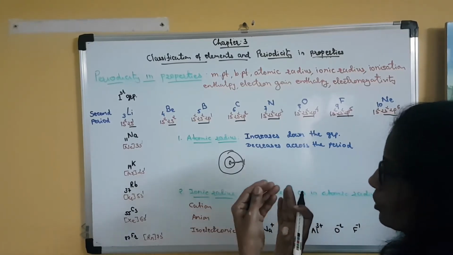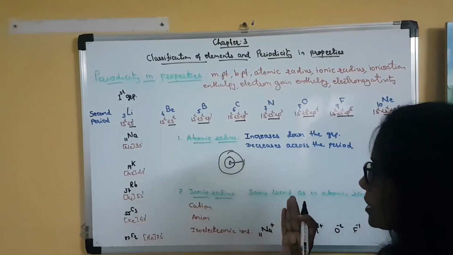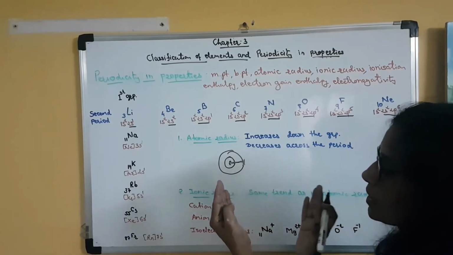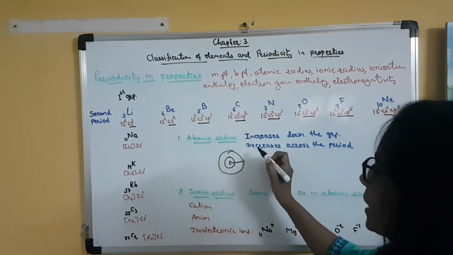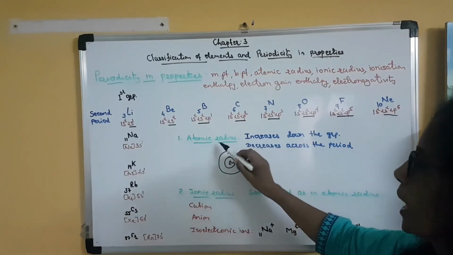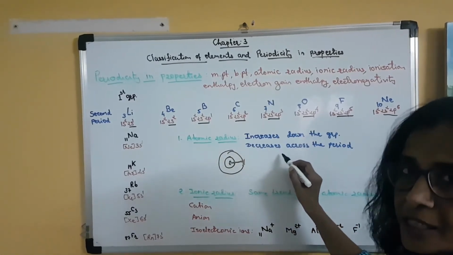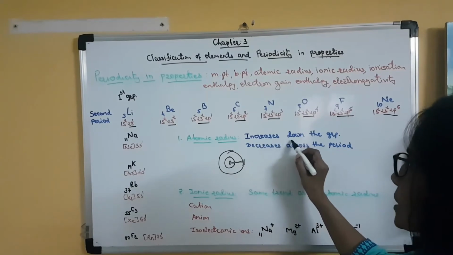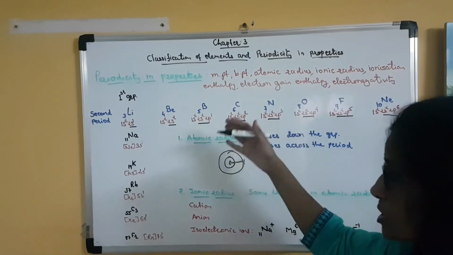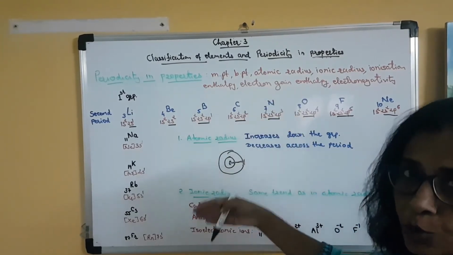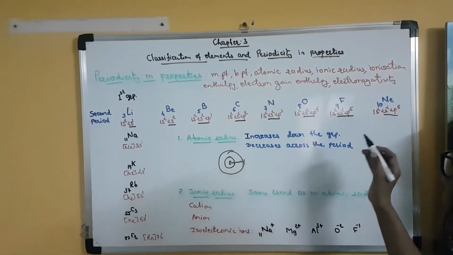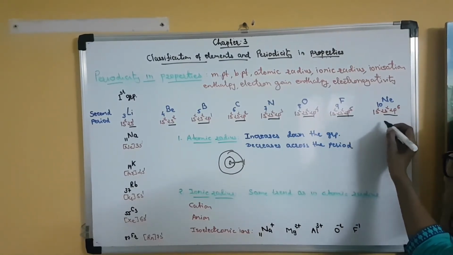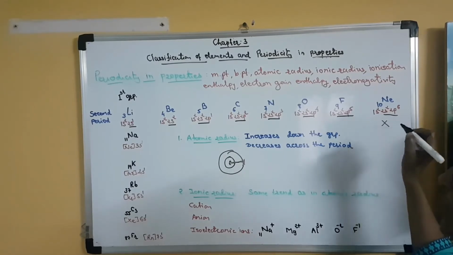Clear? But here the distance remains the same, while the number of protons in the nucleus is increasing, so the nuclear force of attraction on the outermost electron increases, and that is why there is a shrinking of the orbital, a reduction in size, and consequently the atomic radius decreases across the period, but it increases down the group. This is the same for every group and every period. Clear? In this chapter, we will not discuss this periodicity in the property of inert gases.